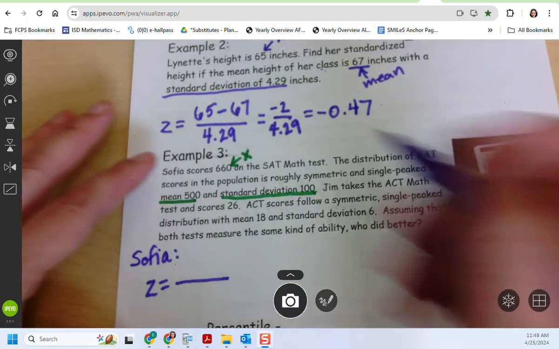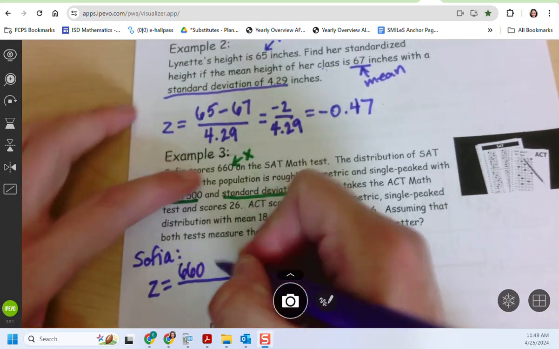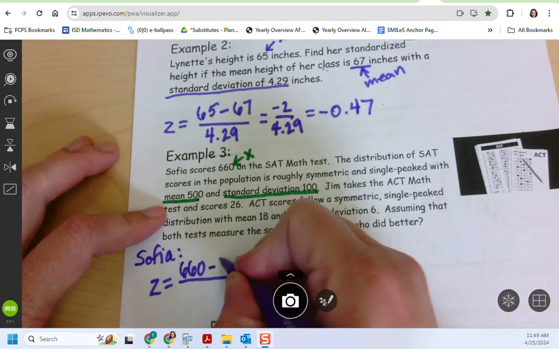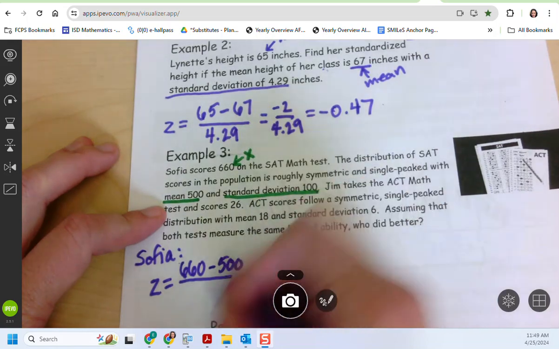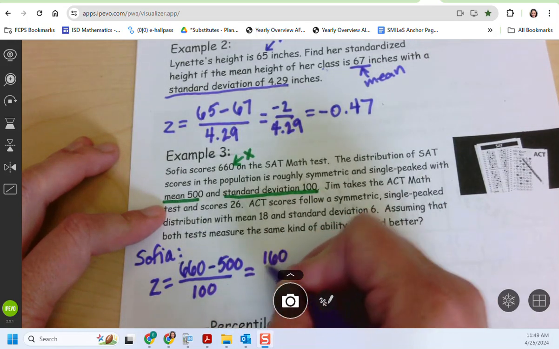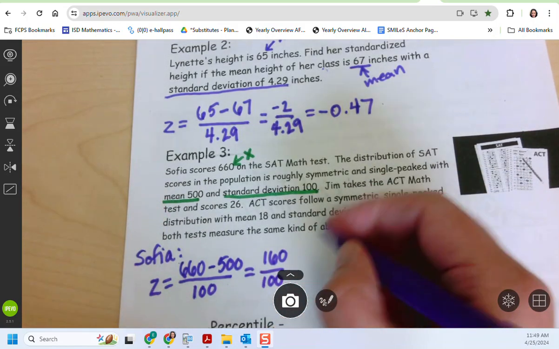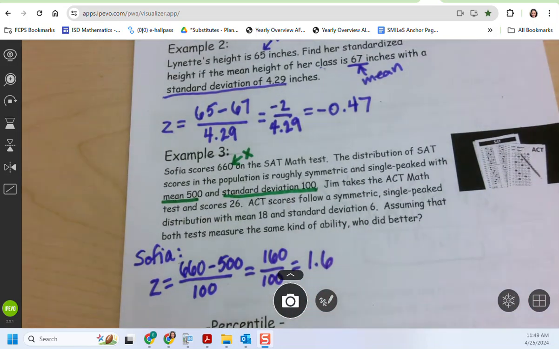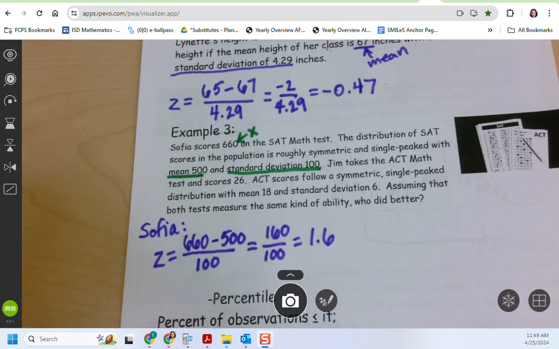We did 660 for Sophia's score minus the mean, which is minus 500, right? Over the standard deviation, 160 over 100, and we get 1.6 for Sophia. Now, what we're going to do after lunch is we're going to find Jim's z-score, and we're going to compare it to Sophia's to see who did better on their test.